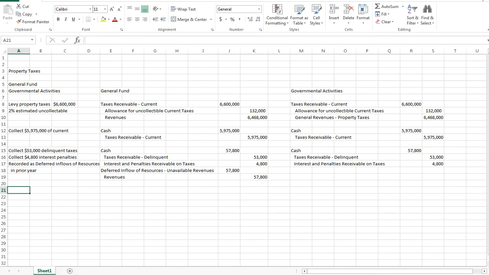Okay. Then we have imposed penalties and interest for $7,500, but we only expect $6,200. So we've imposed the penalties, but we don't expect to get it all. And so that journal entry is going to be on the general fund, interest and penalties receivable on taxes.